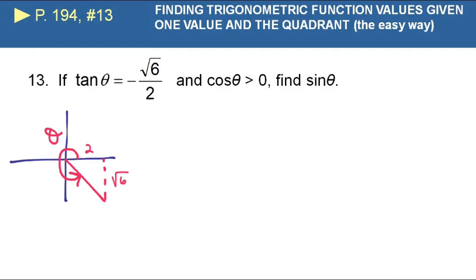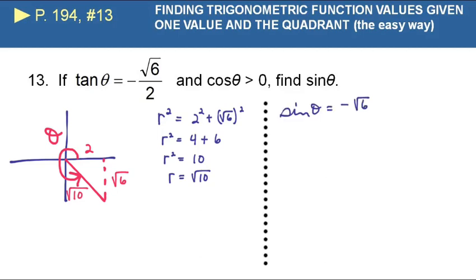So now if we label the sides using the definition of tangent, this is y over x, so our two sides are square root of 6 and 2. And we'll use the Pythagorean theorem to find the missing hypotenuse. So we'll do 2 squared is 4, square root of 6 squared is 6, 4 plus 6 is 10. That missing side is square root of 10. Okay, now sine of theta is going to be y over r, but it's negative because we're in the fourth quadrant. So negative square root of 6 over square root of 10.